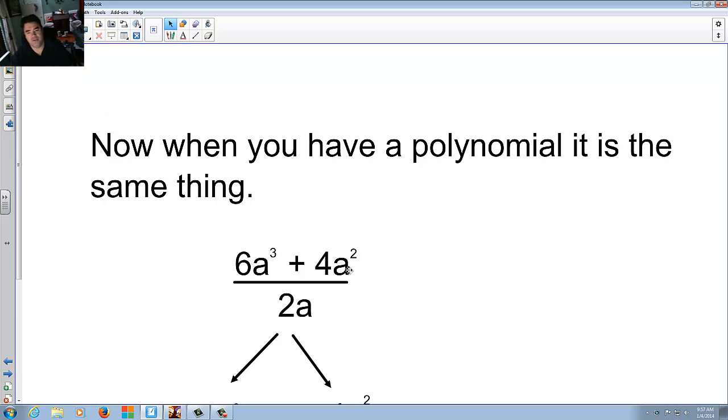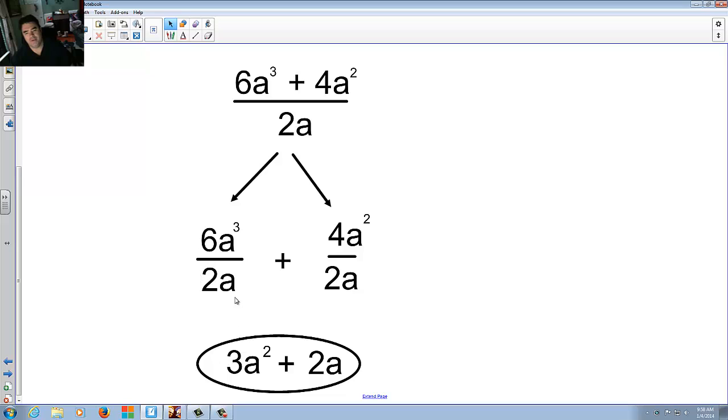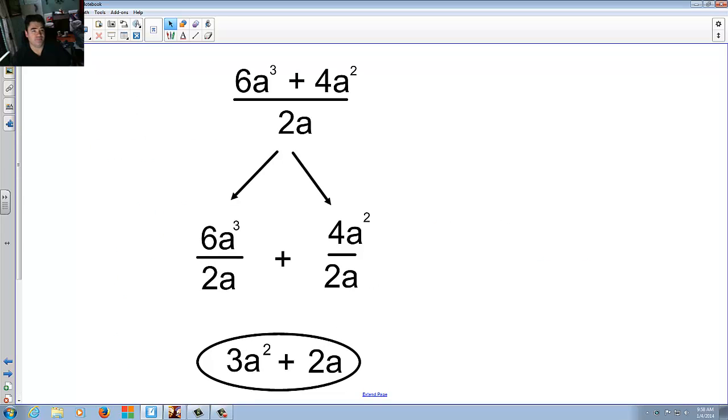So 6a cubed plus 4a squared divided by 2a, you're going to divide both by 2a. So okay. 6 divided by 2 is 3, a cubed divided by a is a squared, 4 divided by 2 is 2, and a squared divided by a is a.